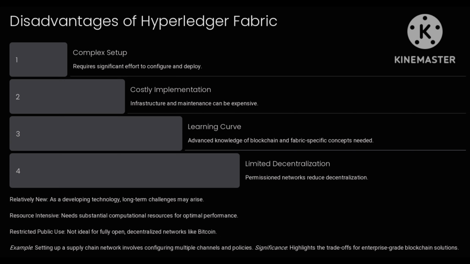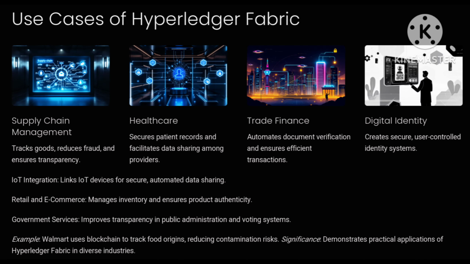Limited decentralization, permissioned networks reduce decentralization compared to public blockchains. Relatively new, as a developing technology, unforeseen challenges may arise. Resource-intensive, demands substantial computational resources. Restricted public use, not suitable for open networks like Bitcoin. Example and significance. Configuring a supply chain network involves intricate setup and management but provides long-term benefits like transparency and efficiency.